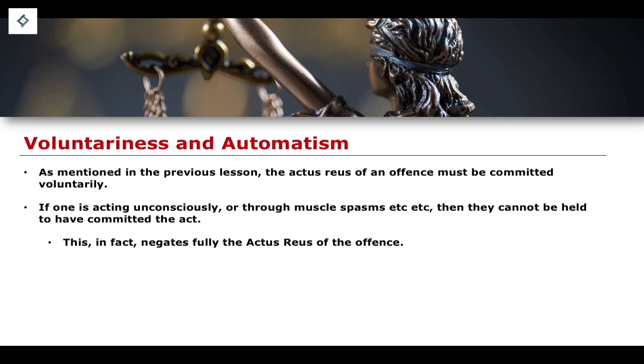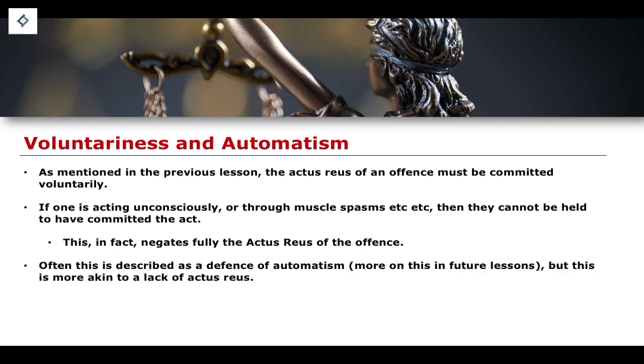And this, in fact, negates fully the actus reus of an offence. So it is often described as a defence rather than the negation of an offence. We'll talk about this in more detail in future lessons, but one of the capacity defences that exists alongside insanity and intoxication, etc., is this idea of automatism. Given that it is often described as a defence, in reality we should probably think of it more akin to a negation of actus reus. Okay?